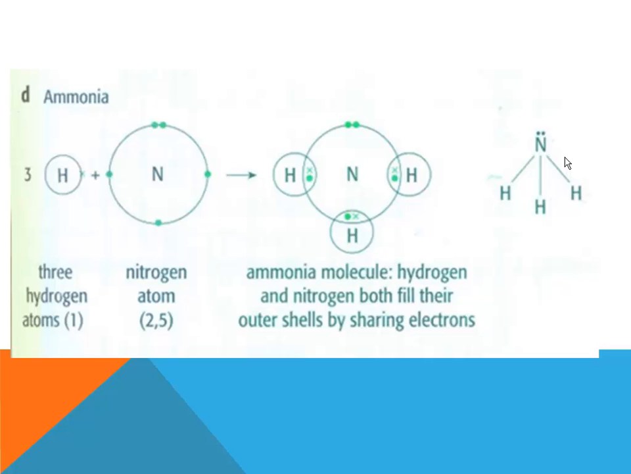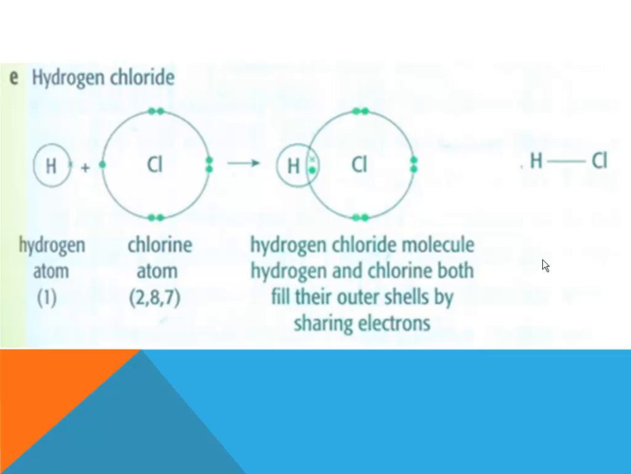Ammonia. Nitrogen has 5 electrons in the outer shell. That means there are 3 bonding sites, and that's why 3 hydrogens will bond to nitrogen to make ammonia. In the structural formula you can see here, 1 lone pair with 3 bonded hydrogens.